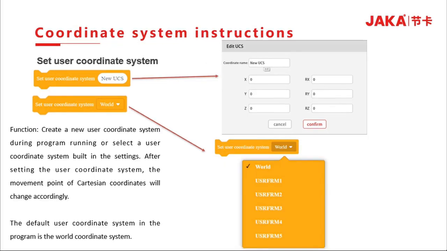Set the user coordinate system in the program. There are two types as in the previous function. Manually enter the user coordinate and click to set it. The user coordinate system editing interface will pop up, where you can manually enter the user coordinate system parameters. Click the drop-down list to select the user coordinate system. You can select the world coordinates or the user coordinate system established in the settings. The movement point position of the coordinate will change accordingly.